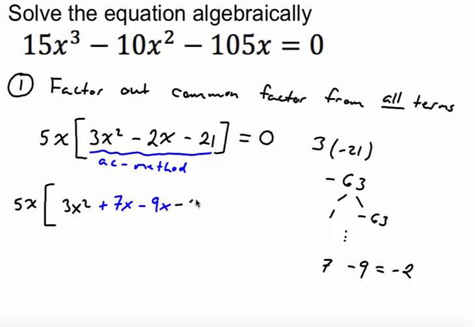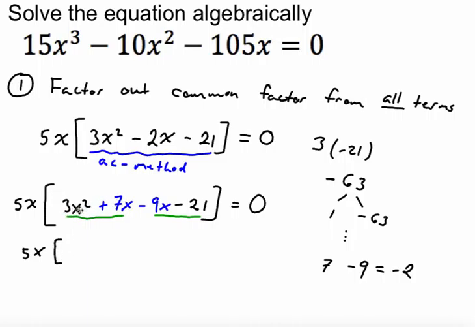And then minus 21 equals 0. Okay. Now inside the square brackets, I'm going to factor by grouping. So I have 5x. All right. And 3x squared plus 7x.